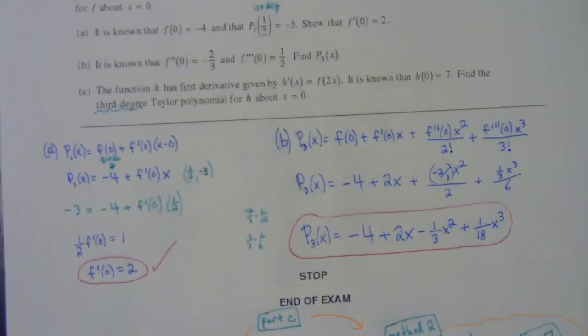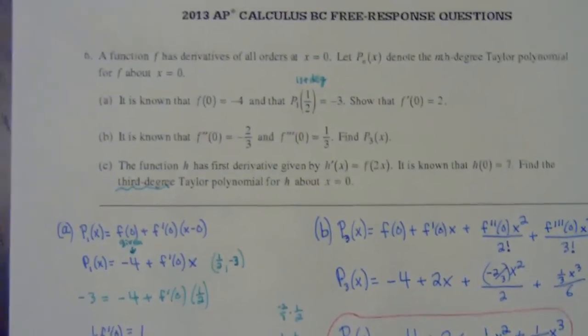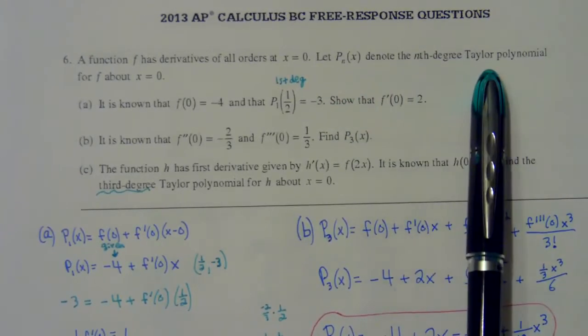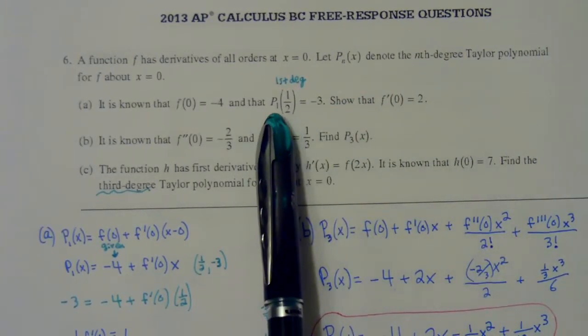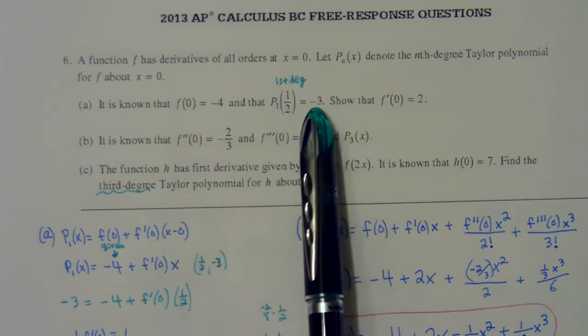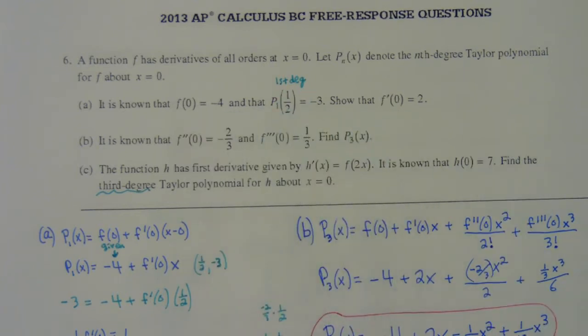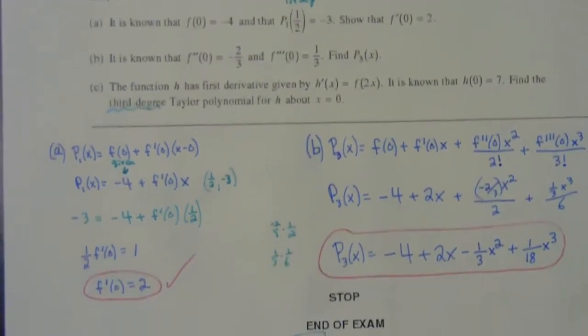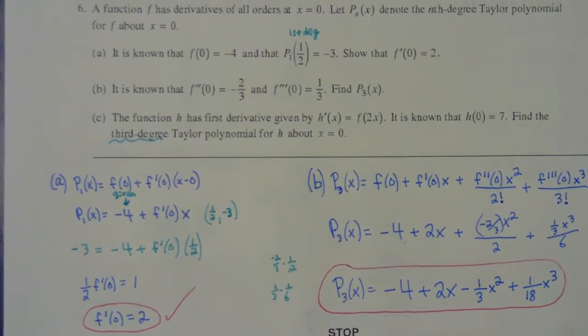Now, letter A, okay, so it doesn't really give us a Taylor polynomial or anything like that. It just says P sub n is the nth degree Taylor polynomial. So when it's talking about P sub 1, that's the first degree Taylor polynomial. So it gives us some items and shows what the first derivative is equal to. So I saw P sub 1. That means I was going to find myself a first degree Taylor polynomial. That's what I did here.